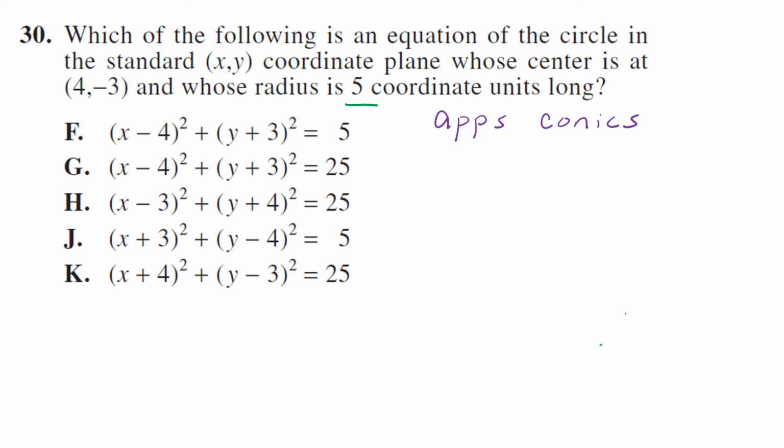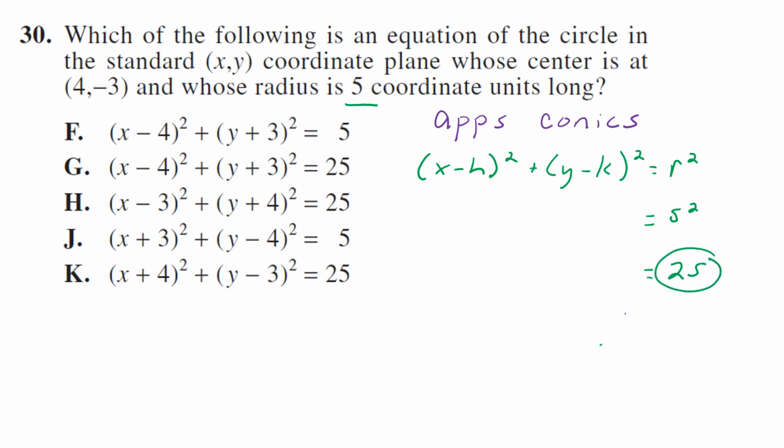The formula is (x minus h) squared plus (y minus k) squared equals r squared. So the radius is 5. That means it's going to have to be 5 squared, which is 25. So that means it's going to have to be G, H, or K.